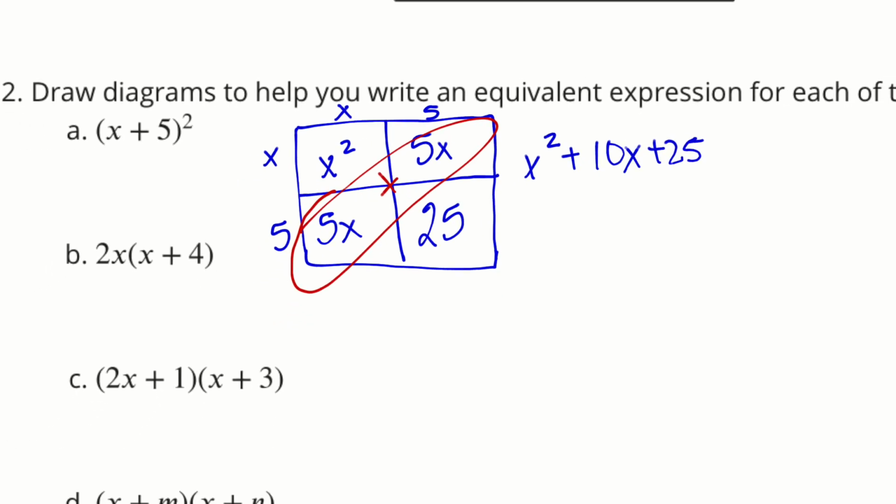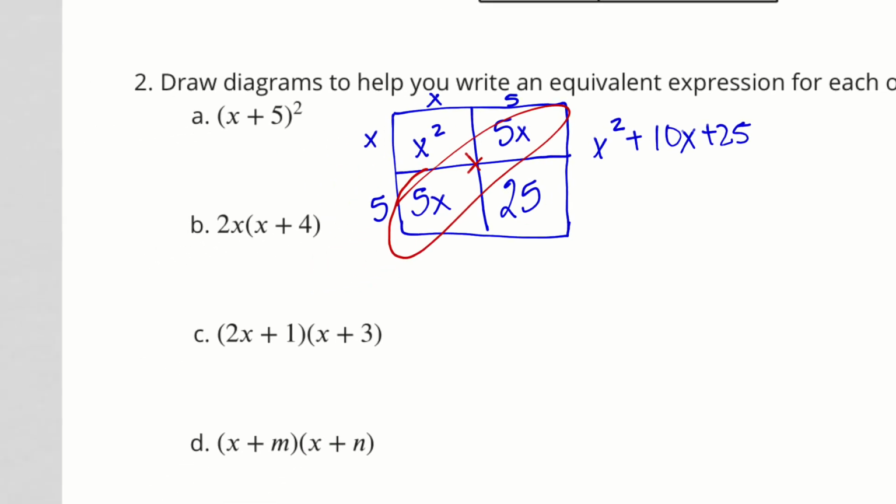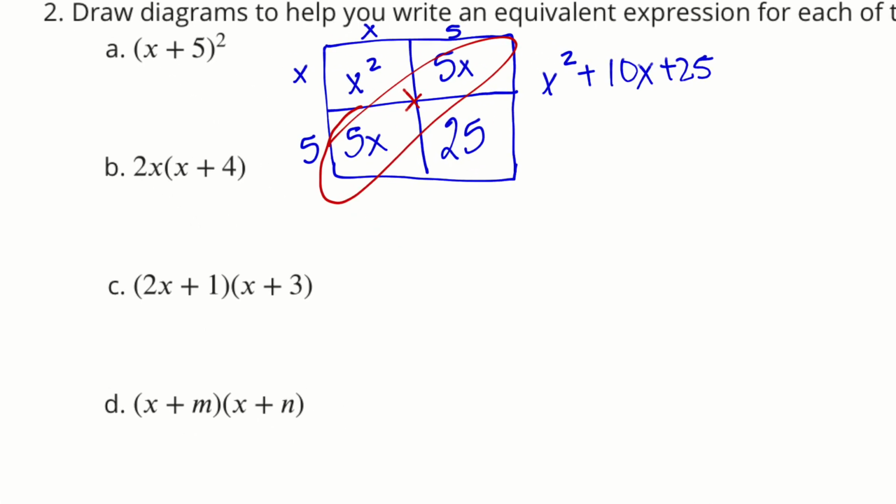Okay, now what? 25 and 10. So that's the first one. That's all you have to do for the first one. What do you do for the next one? You draw another square. Draw diagrams.